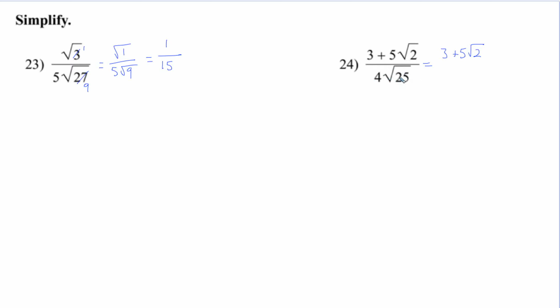So square root of 25 we know is 5. And 4 times 5 is 20. And that's it. Some of you might think, hey, can we reduce 5 and 20? We cannot, because 5 doesn't go into 3. It would have to go into each term here, and it does not.